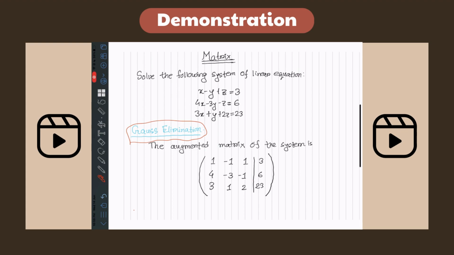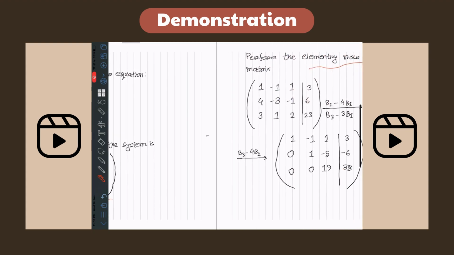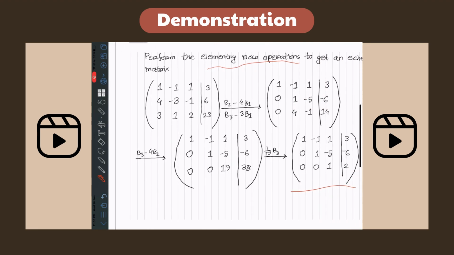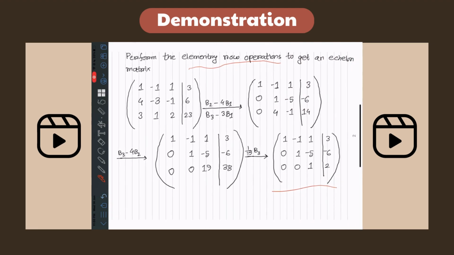At first, we are going to form the augmented matrix of the system by using the coefficients of x, y, z and the constant. And then we need to perform elementary row operations, also known as ERO, to obtain the REM form of the augmented matrix. Here, we are going to need to create a leading one in each row.